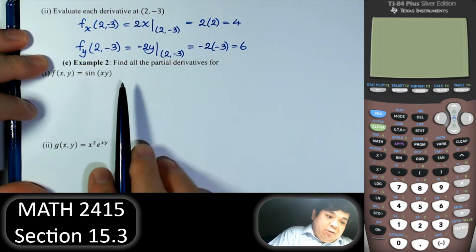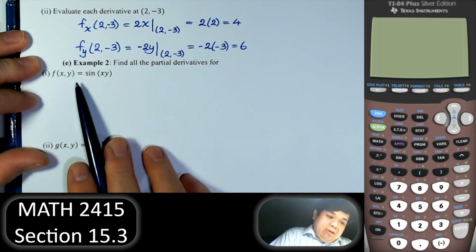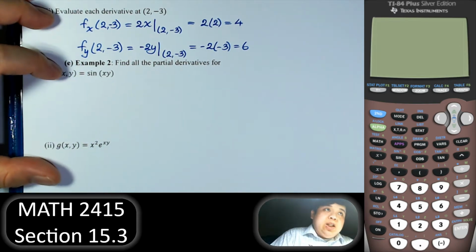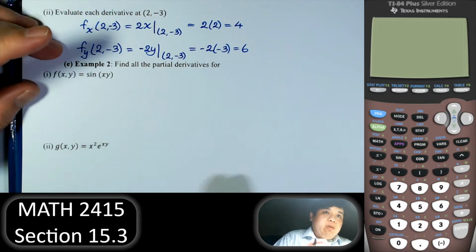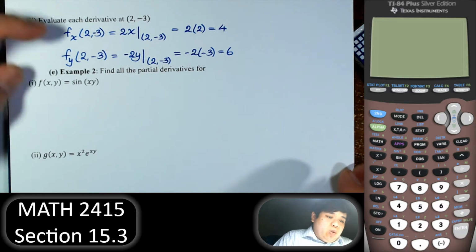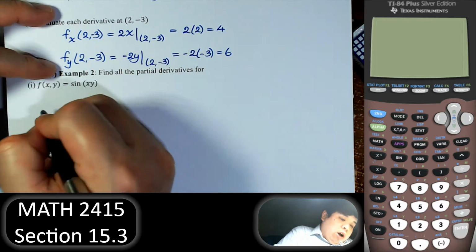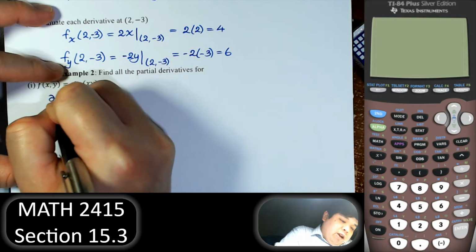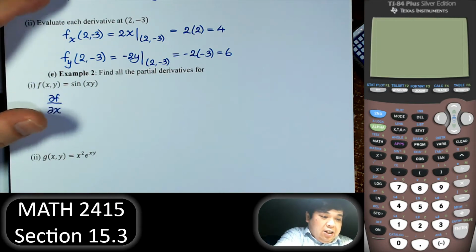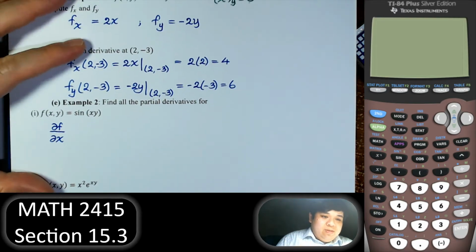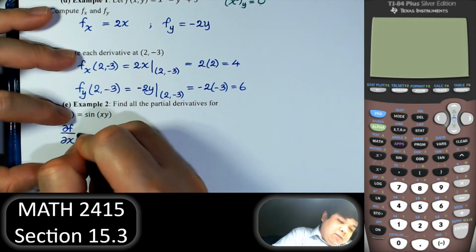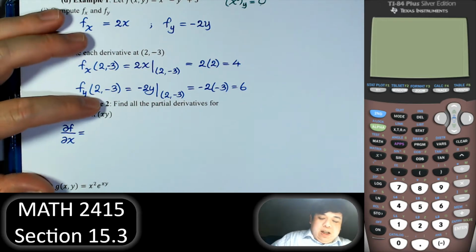Now, find all the partial derivatives for this one. Since it has only x and y, we want the partial derivative with respect to x, then with respect to y. So first, with respect to x, of course we can write the notation using this, or if we want to, we can just write the derivative of f with respect to x. Either notation is fine, or even that. There are a few more, but those are the common ones.